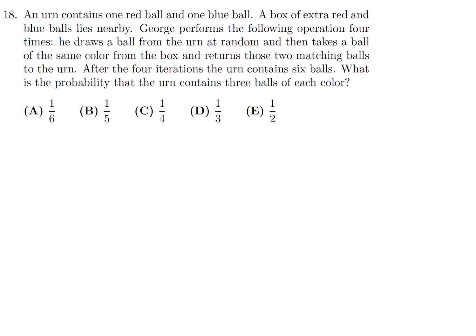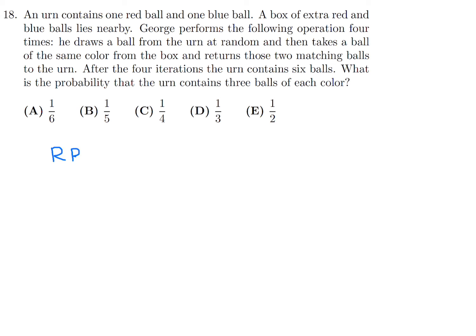An urn contains 1 red ball and 1 blue ball. A box of extra red and blue balls lies nearby. George performs the following operation 4 times. He draws a ball from the urn at random and then takes a ball of the same color from the box and returns those 2 matching balls to the urn. After the 4 iterations, the urn contains 6 balls. What is the probability that the urn contains 3 balls of each color?